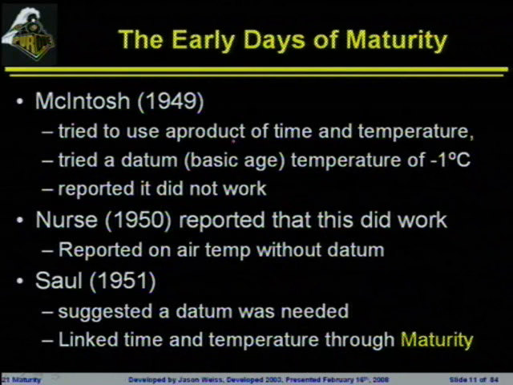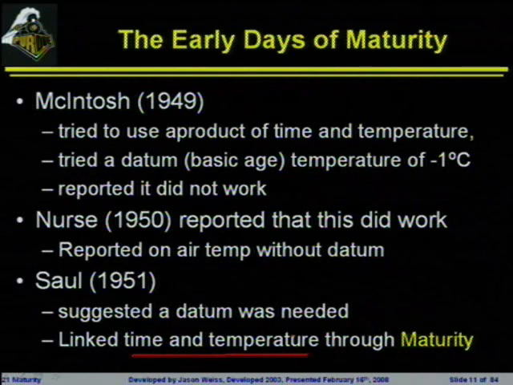He used a slightly different approach. He reported only the air temperature, which seems like it would take it further away from working. Didn't use a datum temperature, but it seemed to work just fine for him. All right. Saul suggested that the datum temperature was needed, and he proposed linking time and temperature through maturity. So here you can see three people coming up with very different beliefs on what's working and what's not working, and we'll start to see why some of these concepts do work and don't work.